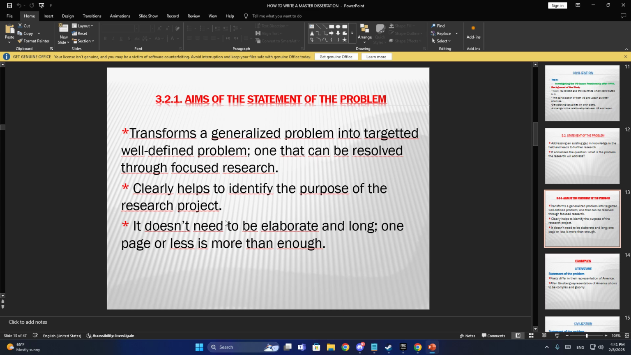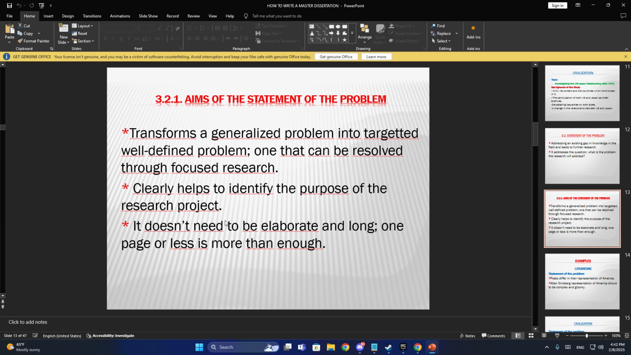After writing, of course, the statement, here there are the aims of the statement of the problem. So what is the aim? First, it transforms a generalized problem into a targeted, well-defined problem, one that can be solved through focused research. Right? So here I am targeting my problem through the statement of the problem. It is the what. What is the problem you are going to resolve? In this way, it clearly helps to identify the purpose of the research project.